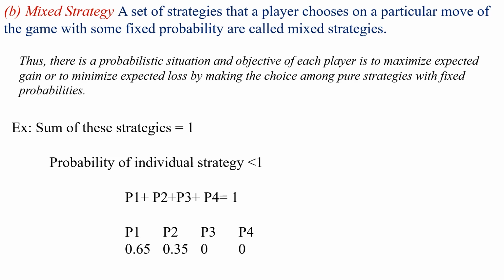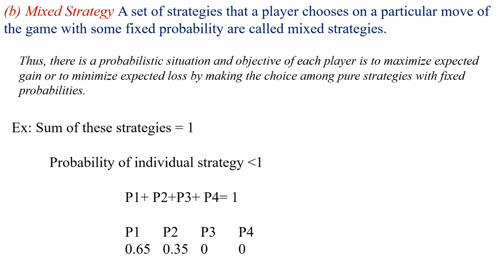So here the sum of the probabilities of the strategies is equal to 1, and the probability of each individual strategy is less than 1. Let us consider an example: a player has 4 strategies, and the summation of the probabilities of all the strategies equals 1. Let us consider the player is selecting 2 strategies, P1 and P2, neglecting the remaining 3 and 4. Previously he selected only one strategy, but here he is selecting 2 strategies. So this is a mixed strategy, and the remaining ones he is neglecting.